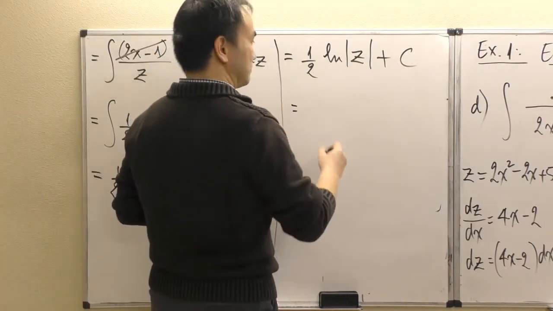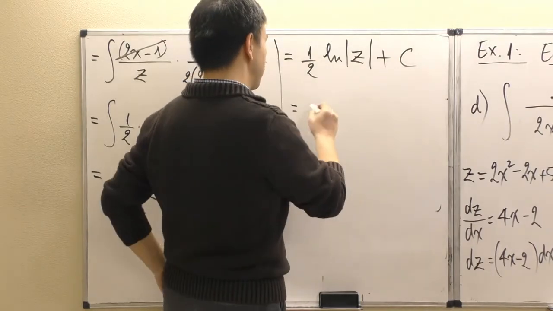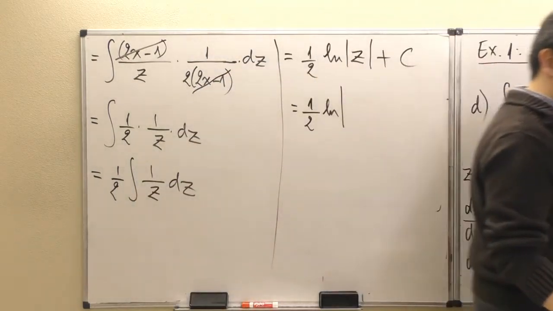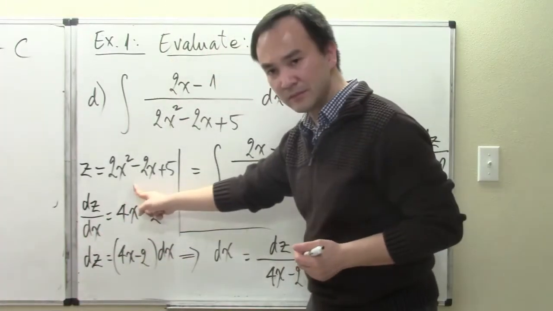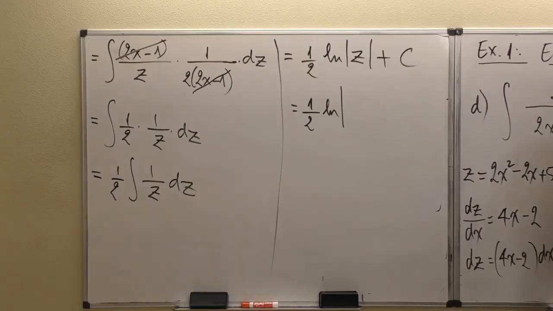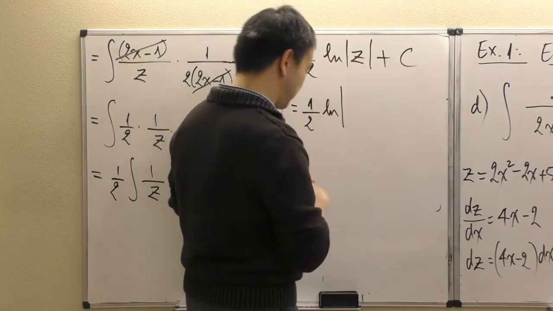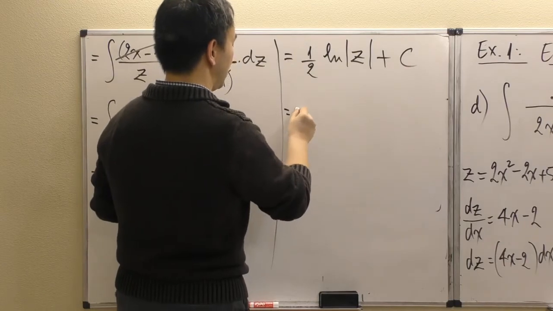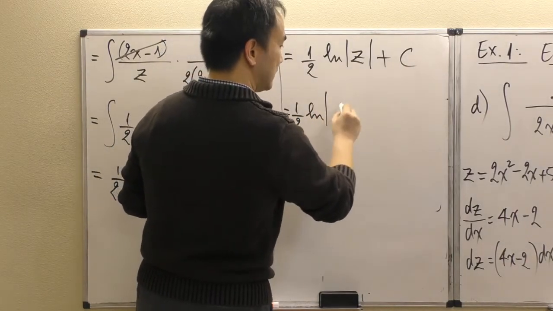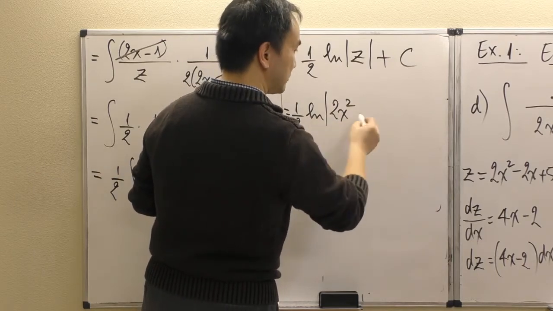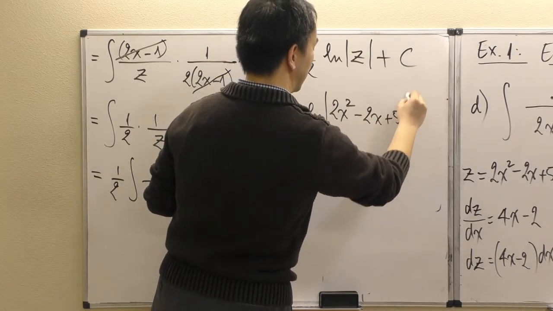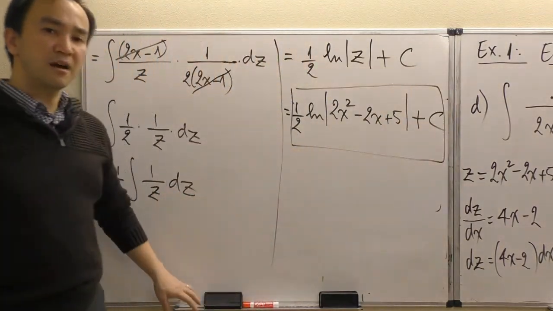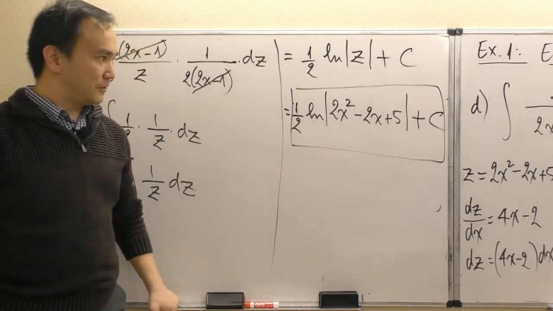We can't leave a final answer in terms of z, so 1/2 natural log of our original substitution is still here. This is the original substitution. So now I have 1/2 natural log of the absolute value of 2x squared minus 2x plus 5, outside of that plus c. I didn't leave enough space for myself to write. We made another problem, and that is for this particular problem right here.